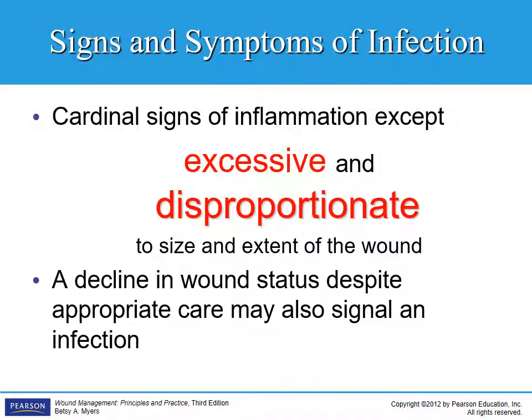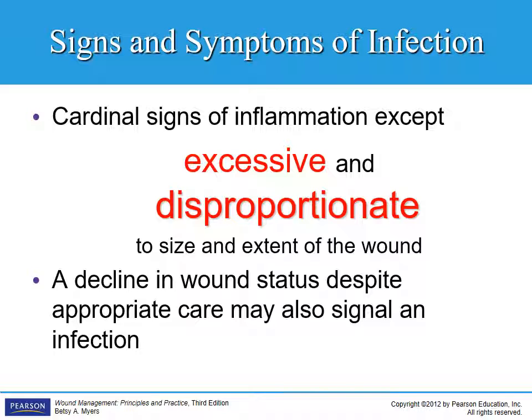Here are the signs and symptoms of infection. The cardinal signs of inflammation are temperature and redness and swelling, all of those things. But it's all of those in excess and disproportionate to the size and extent of the wound. So a lot of times you'll ask the question, what is the difference between the inflammatory process in wound healing and an infection? Again, it has to do with the extent of the reaction, the signs and symptoms.